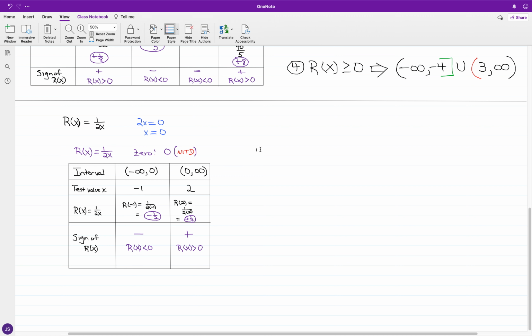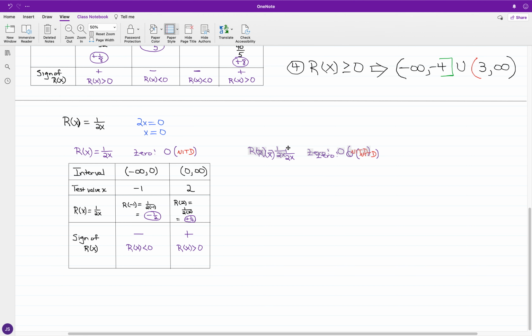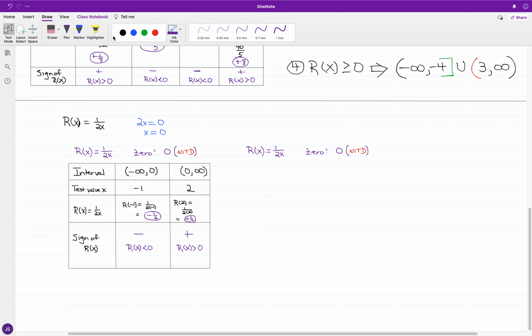So I'm just going to repeat this. For our scenarios, in case you have r of x or 1 over 2x is less than 0, again, no equal sign, so you have the exclusive use of parentheses. So for 1 over 2x is less than 0, or r of x is less than 0, again, we have between negative infinity and 0.